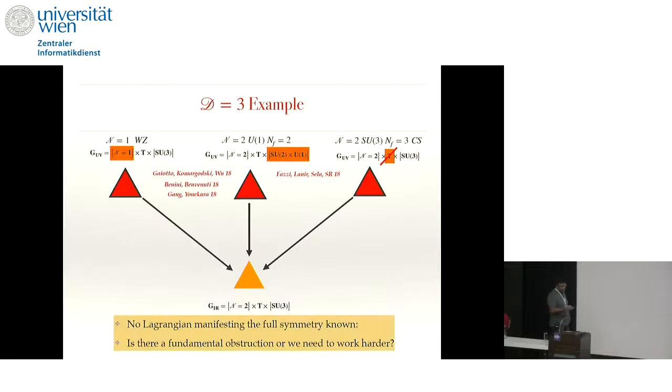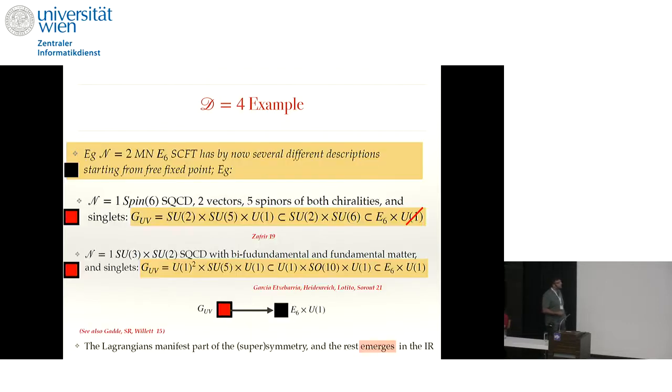Okay. So here are a couple of examples. This first example is a 3-dimensional one, a simple one. We have here an SCFT with some amount of supersymmetry, time reversal symmetry, and global symmetry. And by now we have 3 different descriptions of this SCFT, each one manifesting only part of the symmetry group of the infrared theory. So the question is whether we are just not smart enough to find a manifestly symmetric description, or there is some obstruction, or this is just some fluke without any generic lessons to be learned from. Another example I want to mention goes to 4 dimensions. Here we have this famous Minahan-Nemeshansky E6 SCFT, which is some strongly coupled theory with E6 global symmetry.